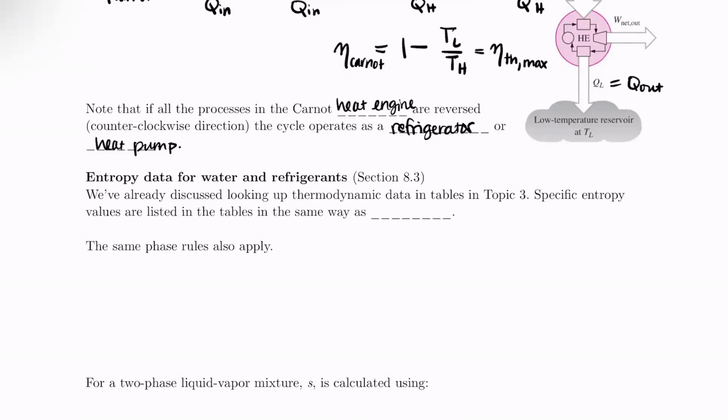So we are going to use those same tables again in the same way that we have used them for properties like specific volume, specific energy, and enthalpy. All right, and in addition, the same phase rules are going to apply. So for example, I'm going to just draw this on a TS diagram.